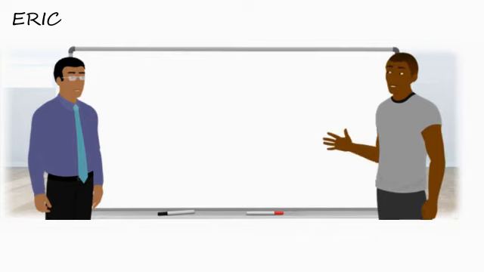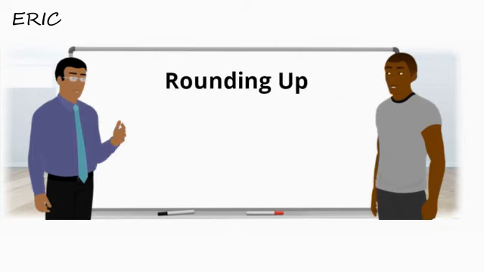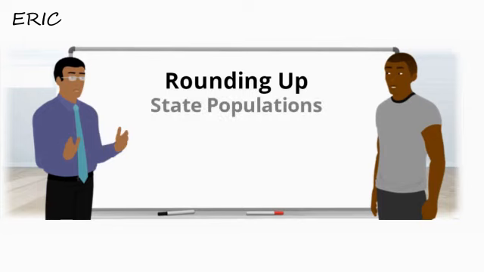All right, Mr. Williams, this is coming in pretty clear. But we only tried rounding down. What about rounding up? Let's talk about your project. You mentioned rounding state populations. Maybe we can find an example of rounding up.